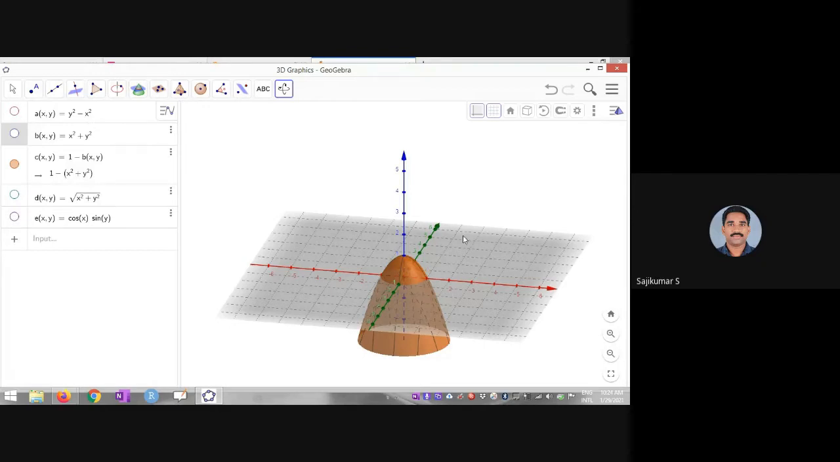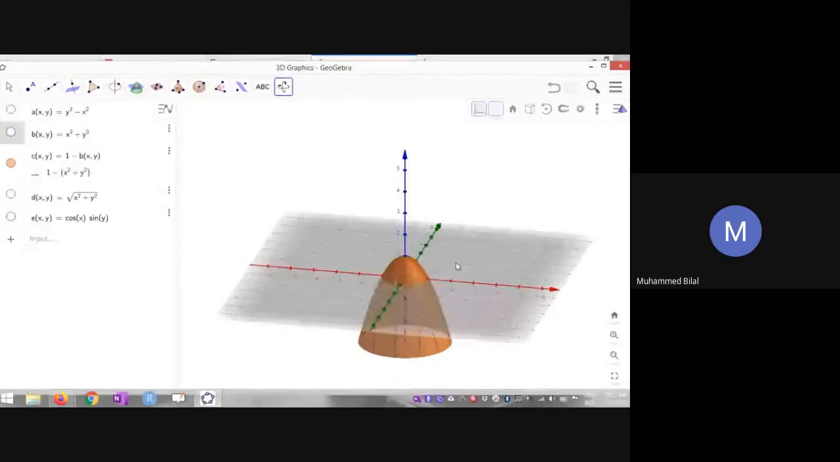And for this function, what are the local maxima or local minima? What is the highest value of the function? 1. The highest value is 1, and that highest value is occurring at which point? The origin. And as before, again we are comparing the value of the function at the origin, because at the origin it can have a maximum value. From the diagram, from the graph, it is directly visible.